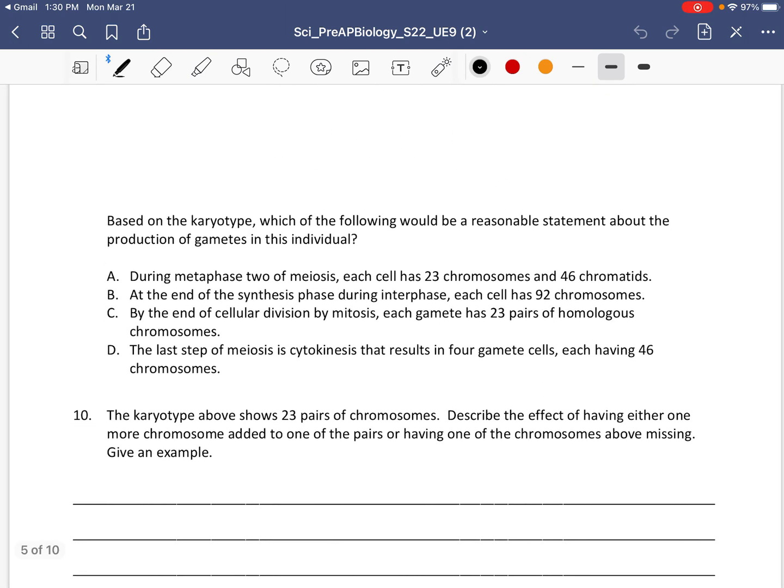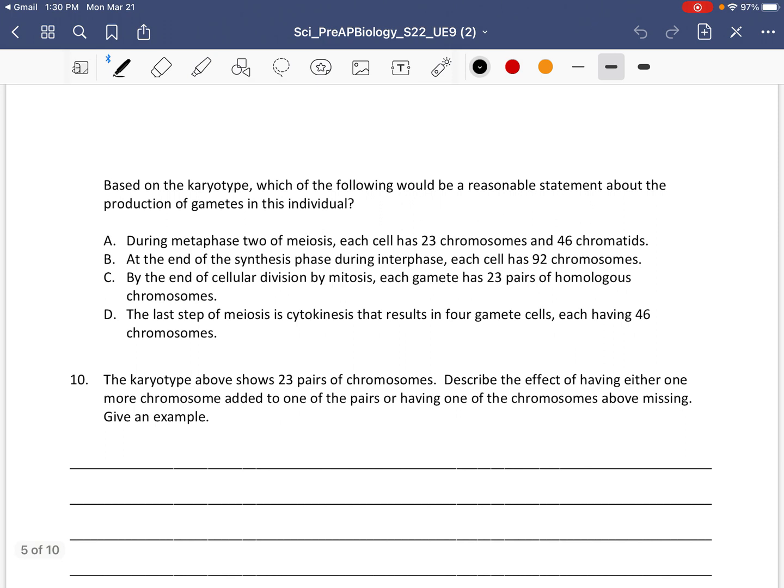Question 9. Based on the karyotype, which of the following would be a reasonable statement about the production of gametes in this individual? A. During metaphase 2 of meiosis, each cell has 23 chromosomes and 46 chromatids. B. At the end of the synthesis phase during interphase, each cell has 92 chromosomes. C. By the end of cellular division by mitosis, each gamete has 23 pairs of homologous chromosomes. D. The last step of meiosis is cytokinesis that results in 4 gamete cells, each having 46 chromosomes.